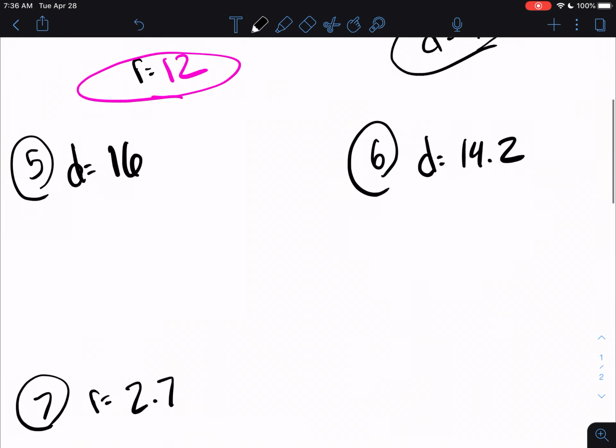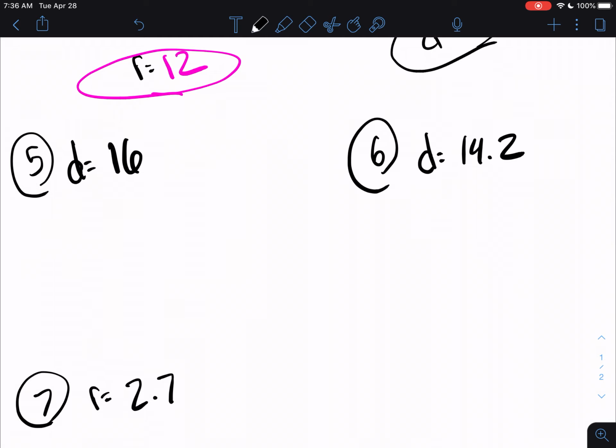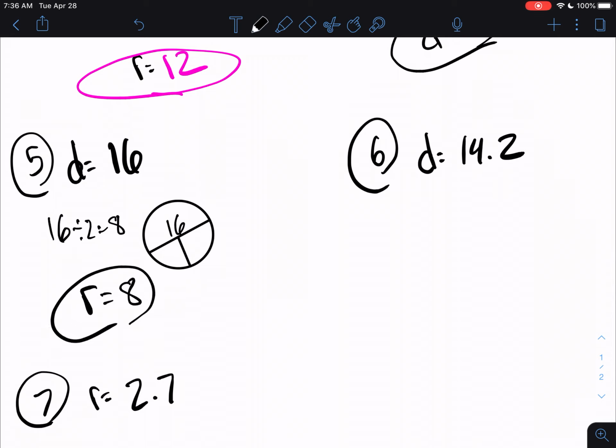Okay, so here on 5 and 6, I didn't show pictures. There are pictures in the Canvas quiz, but I did not want to subject you to any more of my colors. So if we're given the diameter is 16, I'm going to have to draw a picture, sorry. The diameter goes one side to the other, so that means that's 16. But I only want to know from the center point out. So that would be only half of that. So 16 divided by 2 equals 8. So my radius is 8.